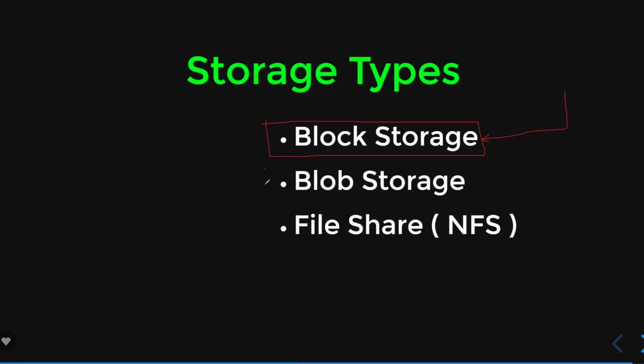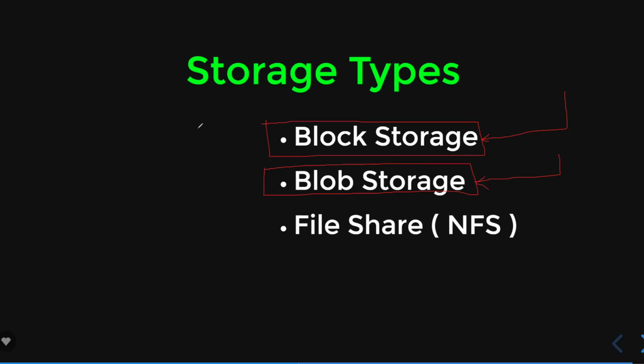Another type of storage is blob storage, or the container level storage, or the file storage. That means just like your Google Drive or S3 buckets. It offers file level storage, where you can store your images, videos, any binary data, anything.